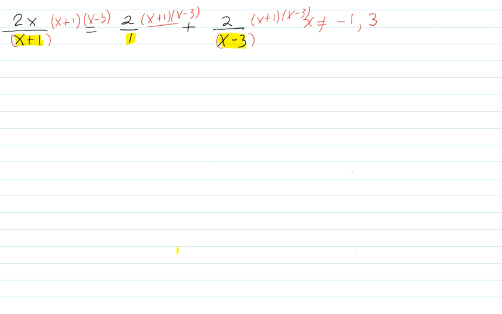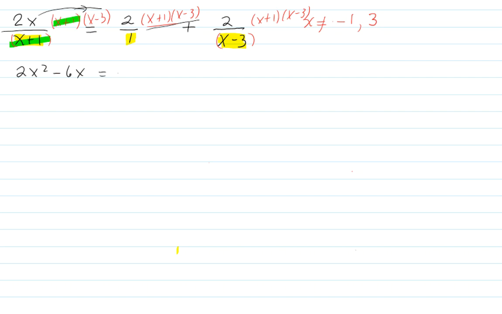So in the very next step, we're going to be clearing the fractions out. On the very first one, we can clear out the x plus 1s, and we're left with a 2x that needs to be distributed. So that would give us what? 2x squared minus 6x.